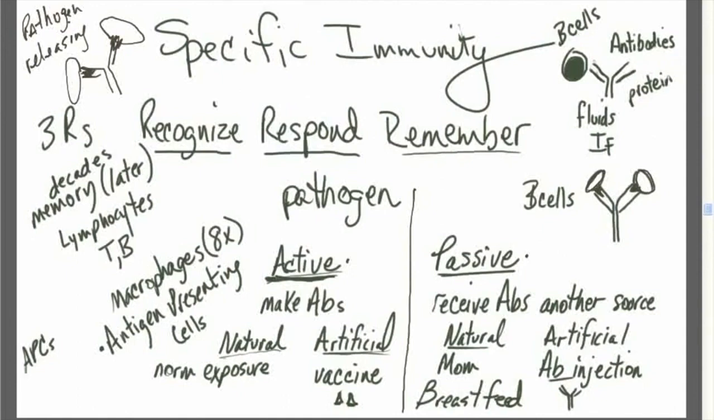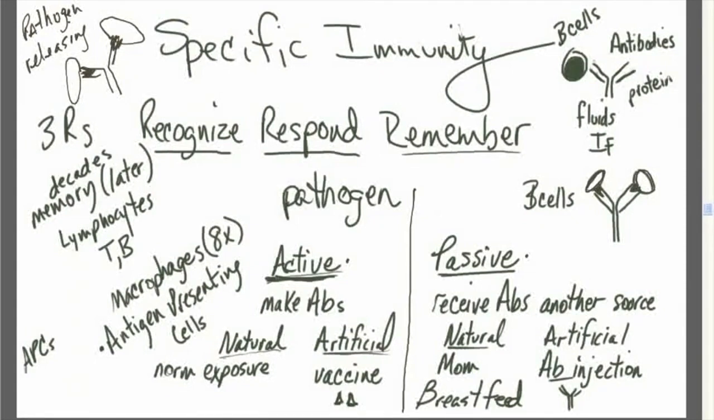Natural, normal exposure, you make it. Artificial, medical exposure, you make it. What's the it that you make? Antibodies. And these antibodies go out through your bodily fluids, and they would attach to the antigens and neutralize them. And we'll talk about more how that works tomorrow night.